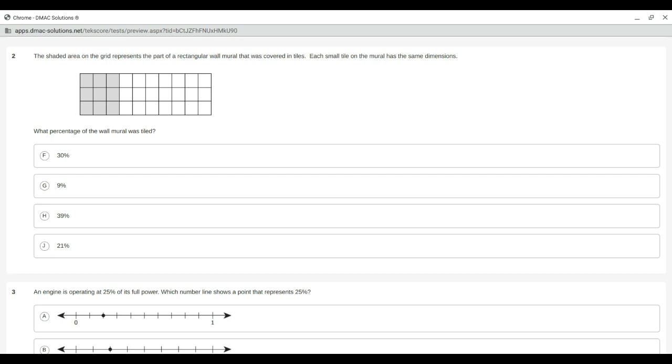Number 2. The shaded area on the grid represents the parts of a rectangular wall mural that was covered in tiles. Each small tile on the mural has the same dimensions. What percentage of the wall mural was tiled? F. 30%, G. 9%, H. 39%, or J. 21%.